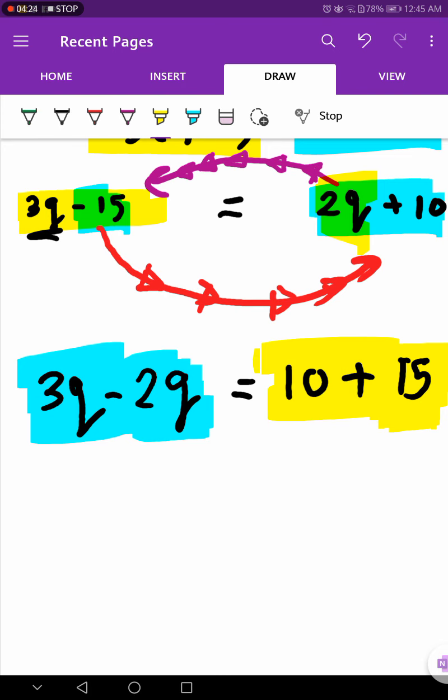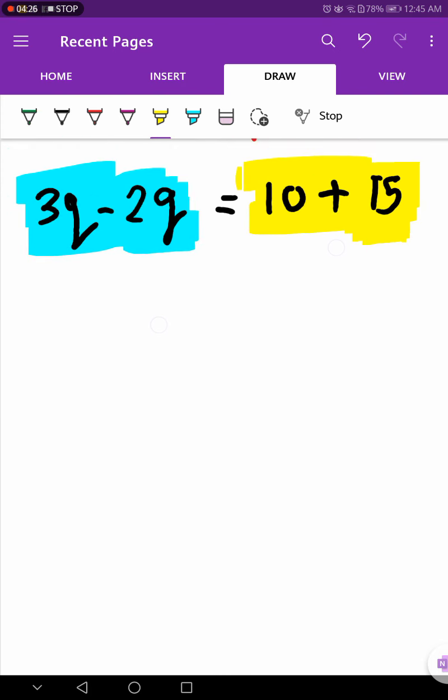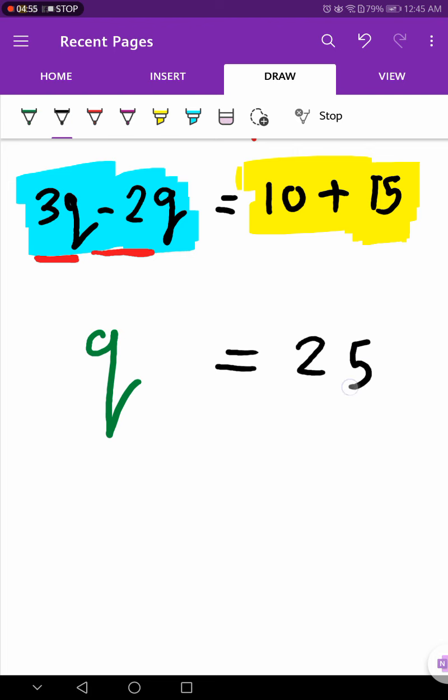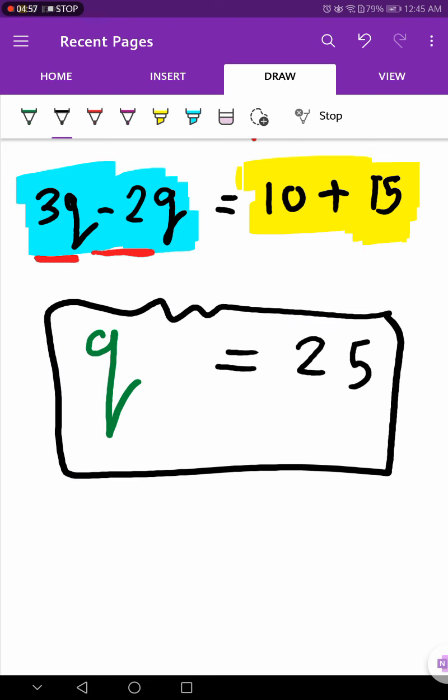Teacher, you changed the color. Doesn't matter. The most important thing is just to determine the left and the right. See the border of the left and the right. Now combine the terms. Here I have 3, and the grocery wants from me 2. 3 minus 2 equals 1, so it is 1q. Equals 25. So my dear student, q is equal to 25. This is the solution. We are done.